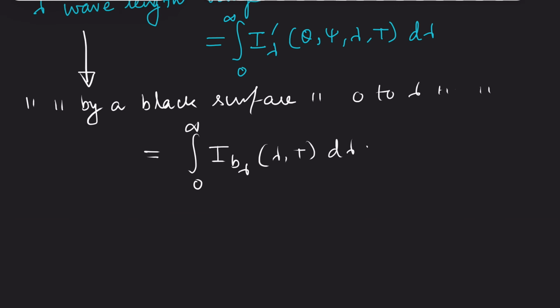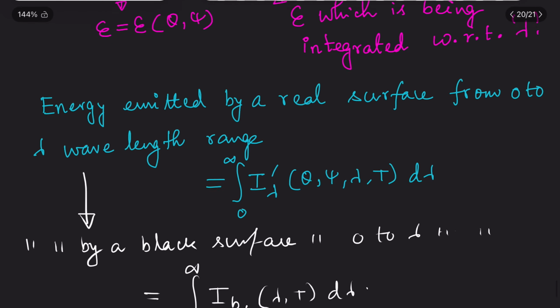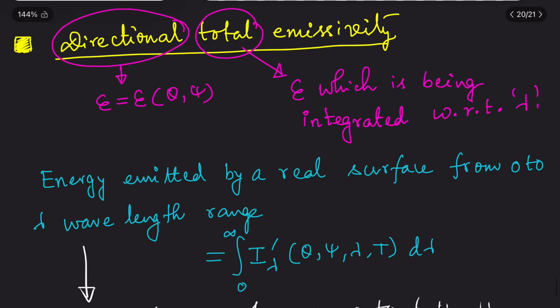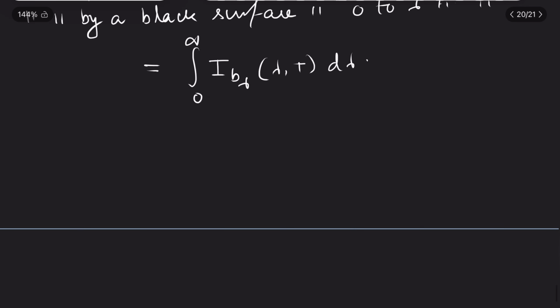Clear? Okay, so my directional total emissivity is defined as, now η directional, that means I will have a dash here, but now I have integrated over dλ and I have put the limits from 0 to infinity. That means it is now not a function of lambda anymore.